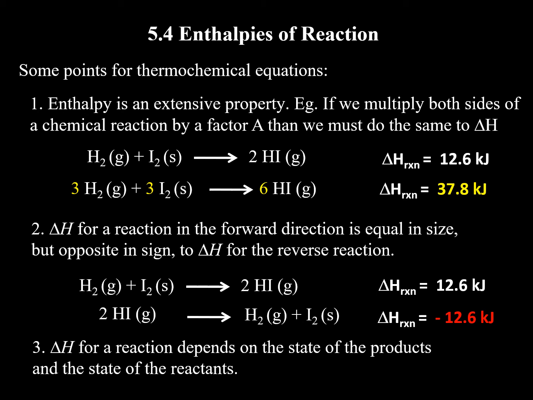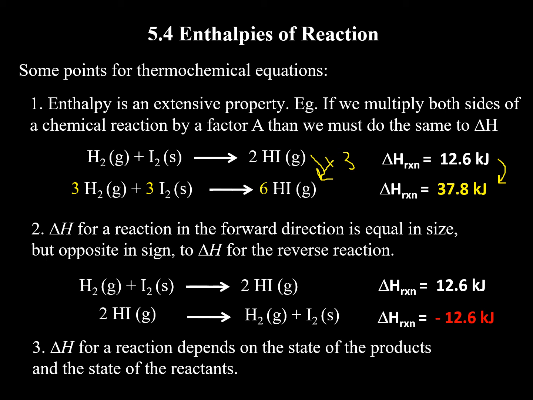So some points, which we will talk about later in this chapter. Enthalpy is an extensive property. If we multiply both sides of a chemical equation by a factor of A, then we must do the same thing for delta H. And we'll come back to this in Hess's law, but if we multiply this reaction by 3, we must do the same thing to the energy, multiply by 3. The second rule, which we'll talk about, is if we need to reverse a reaction.